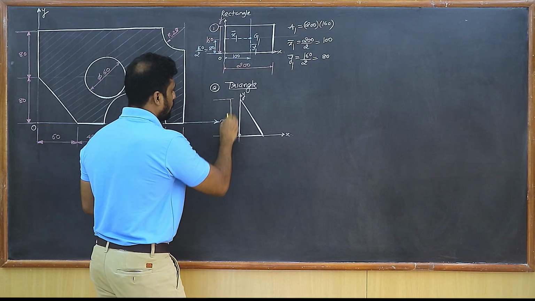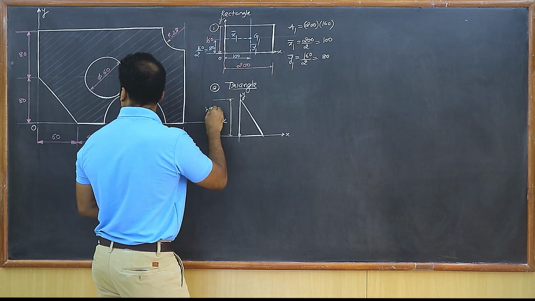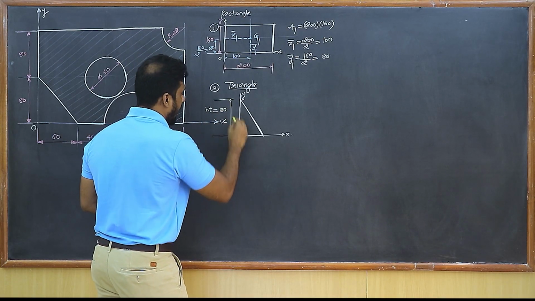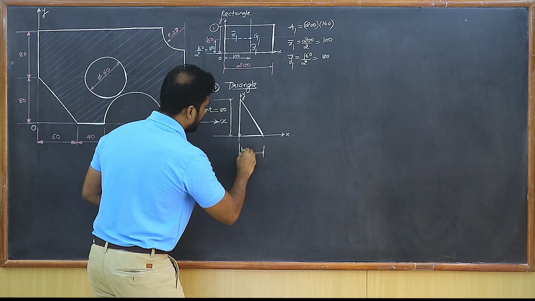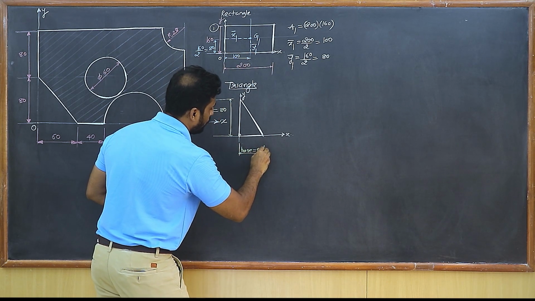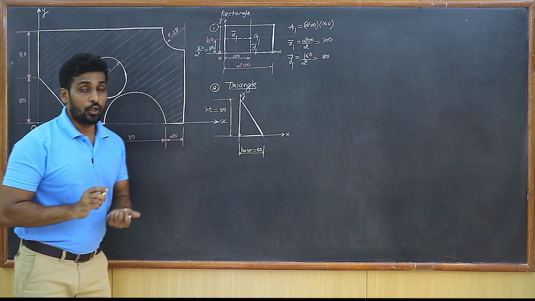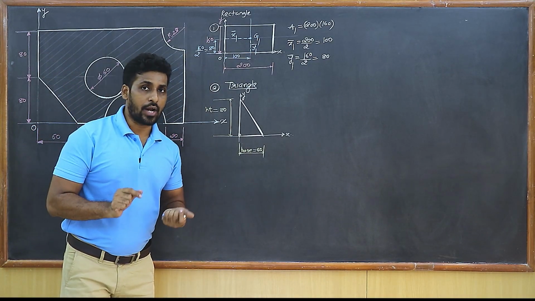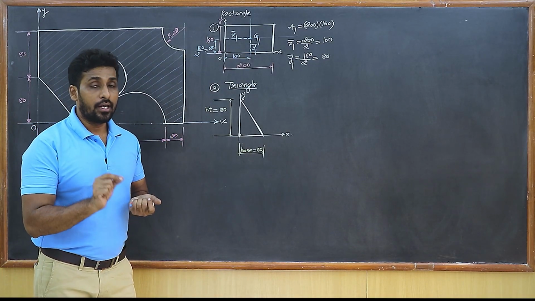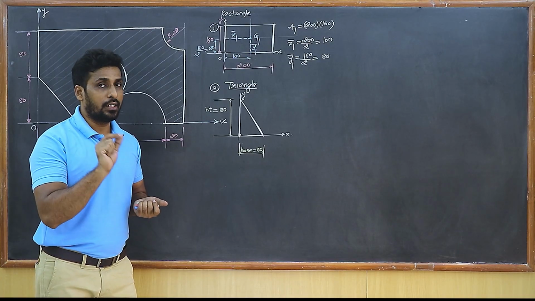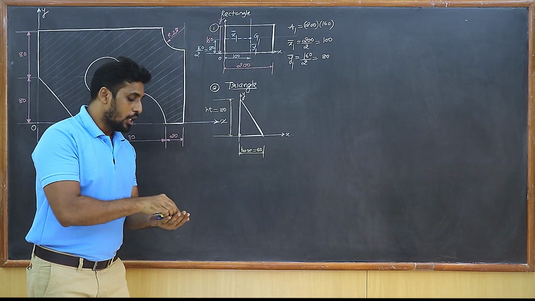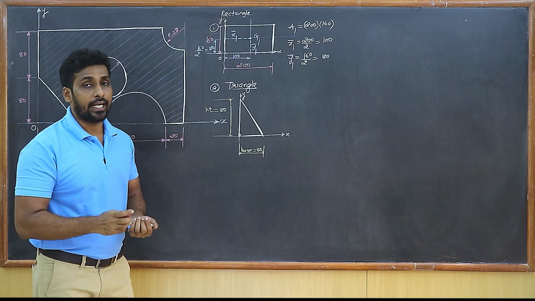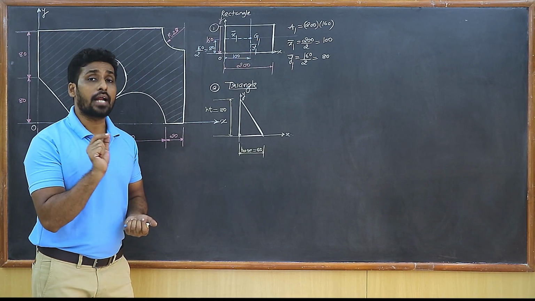So height is 80 and the base, students, is 60. So base is equal to 60. Now, don't we recall that for a right angled triangle, the centroid is always at 1/3 distances of the perpendicular sides? So students, I can very easily locate the centroid of the right angle triangle.